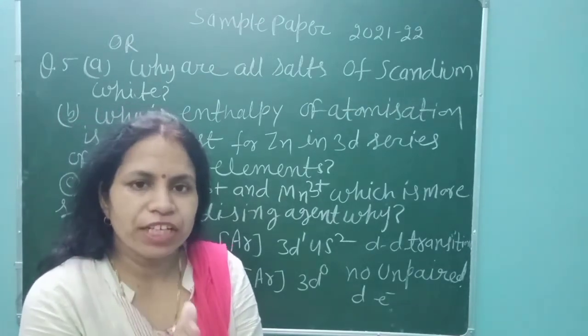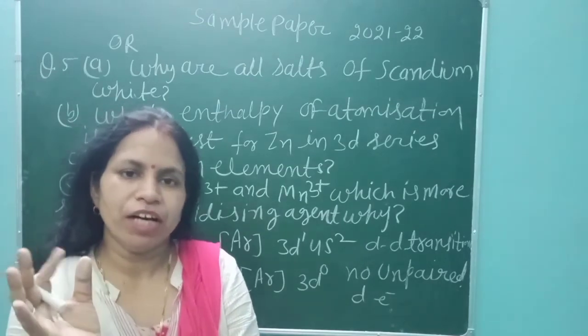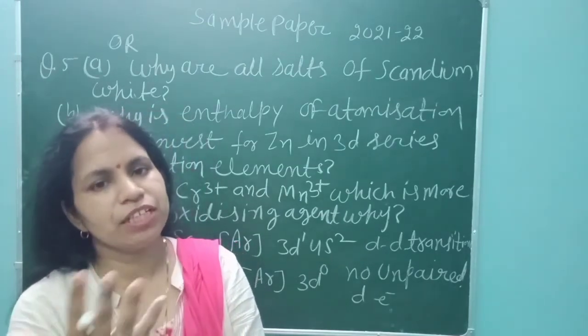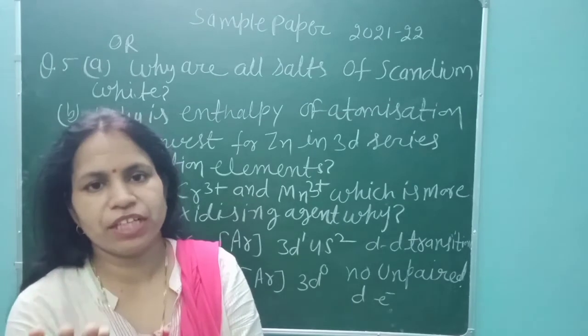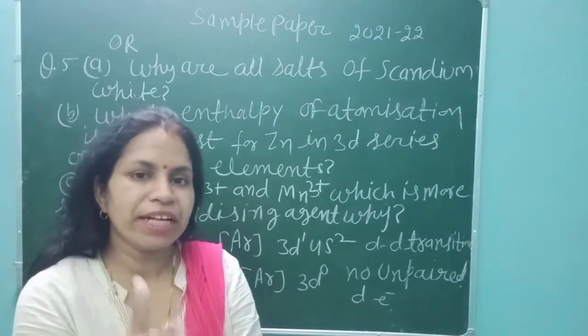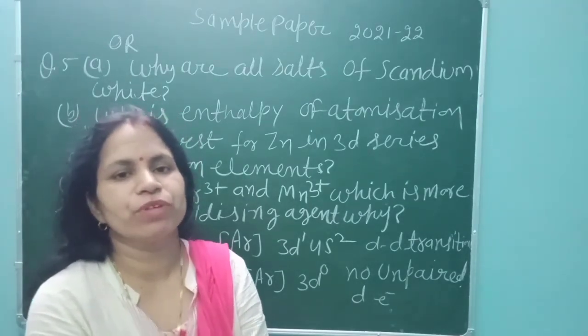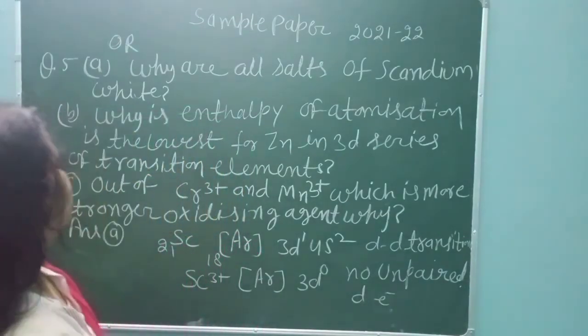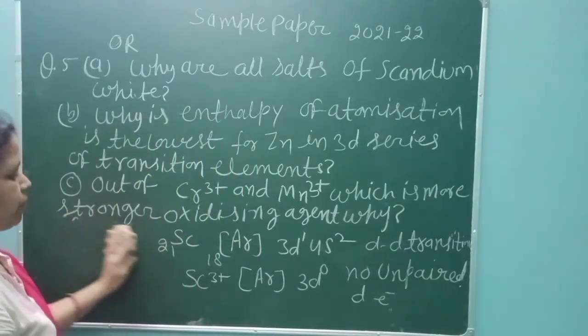So atomization enthalpy depends on the number of unpaired d electrons. The more unpaired d electrons there are, the more bonds it will form. So the energy required to break the bonds will be the enthalpy of atomization. So let's see the B part.